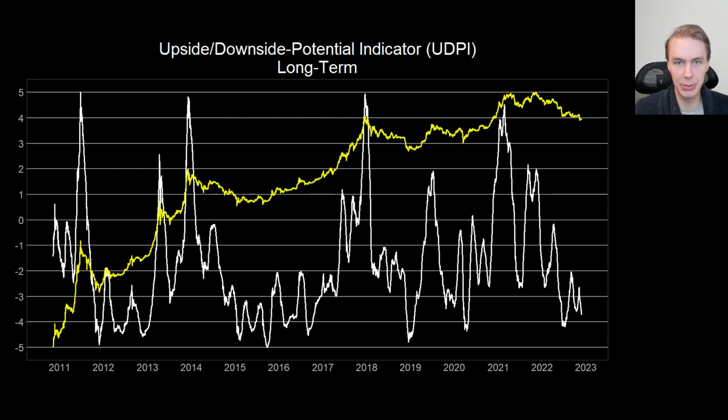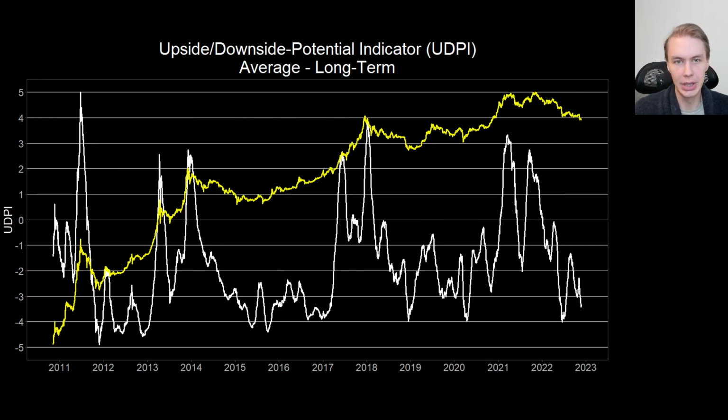So one of the ways that we've gotten at that here on the channel, here at Upside Down Data, is we've created what we call the average UDPI, the average upside downside potential indicator. And really all this is just taking the UDPI readings of all the different assets we follow. It's somewhere around 30, currently I think it's around 27 assets that we're tracking. And basically we're just averaging together their UDPI levels.